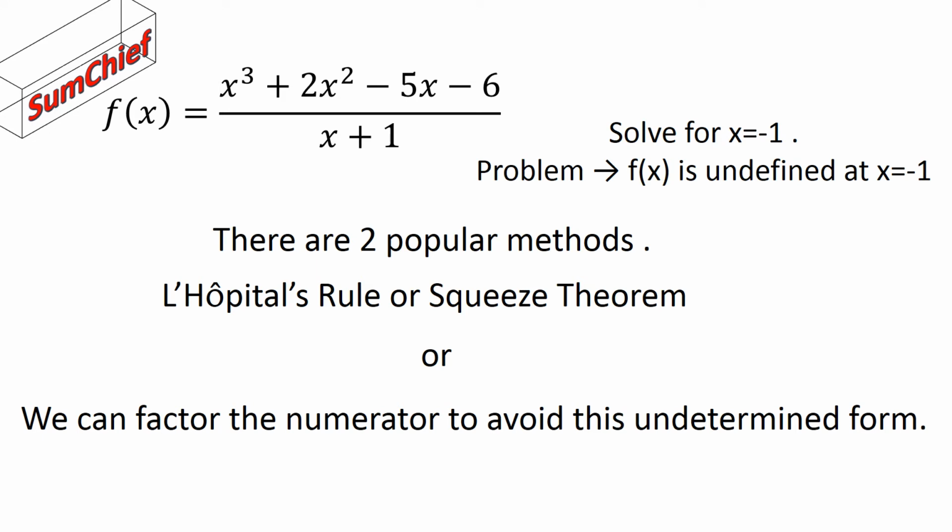So what we can do is, there are two popular methods: L'Hopital's rule, or there's always the Squeeze Theorem. Two popular methods, but we can see that there's a chance we could factor the numerator to avoid this indeterminate form. So x plus 1, which is in our denominator, if we can take that out somehow of the numerator, maybe we can get a bit of factoring, find a solution.